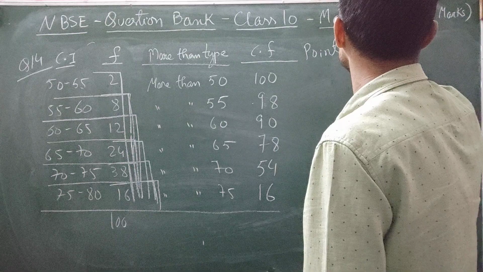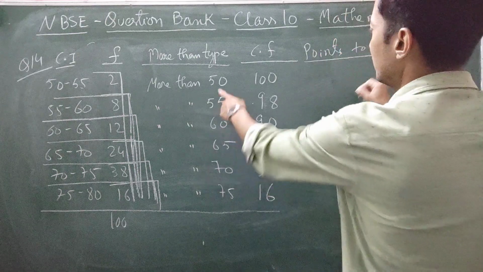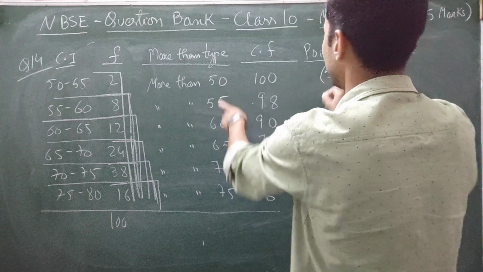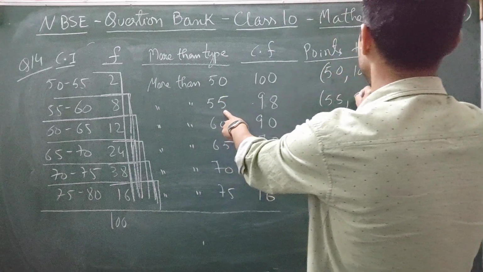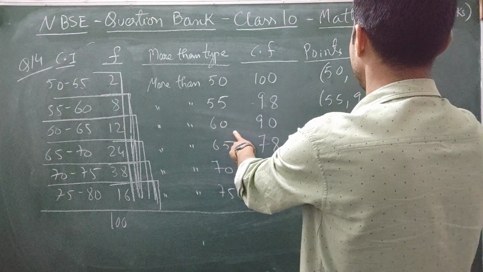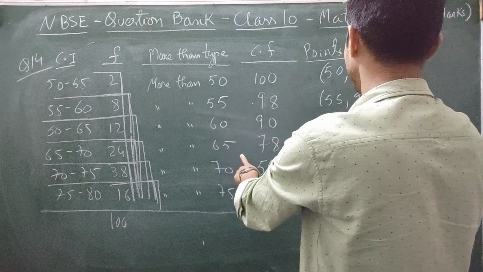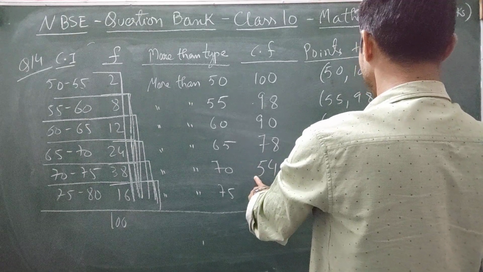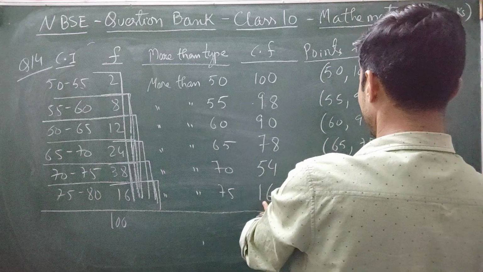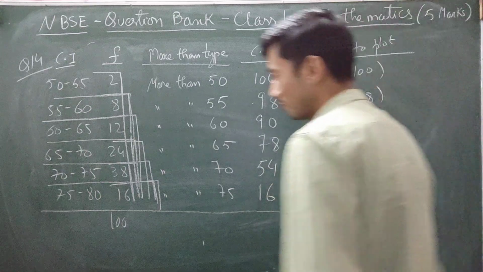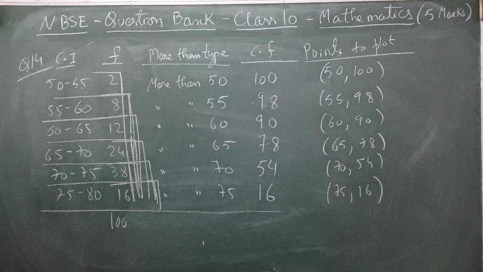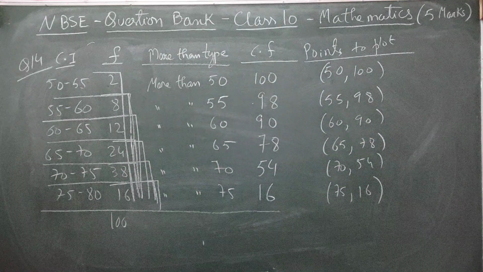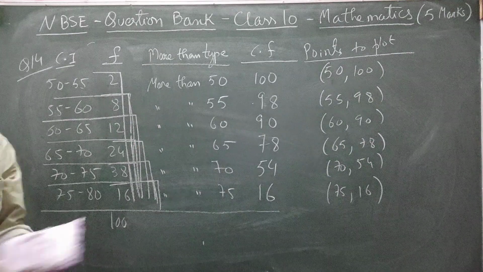Now, points to plot. The points to plot will be these. This is the x-axis: 50, 100; 55, 98; 60, 90; 65, 78; 70, 54; 75, 16. So this will be your points to plot. These points you will now be plotting on the graph. I'll give you a rough estimate on how to plot.